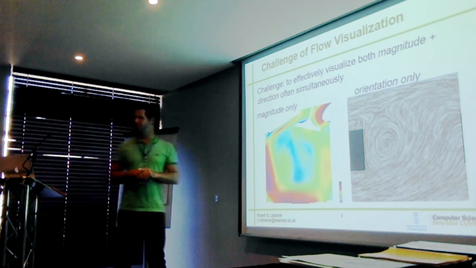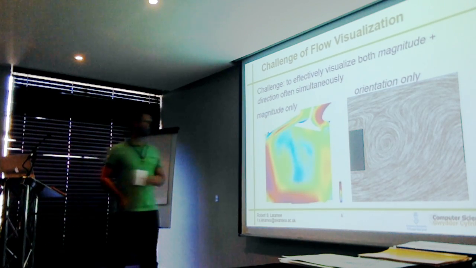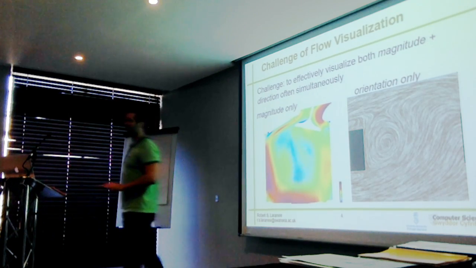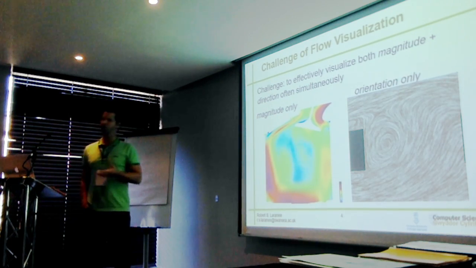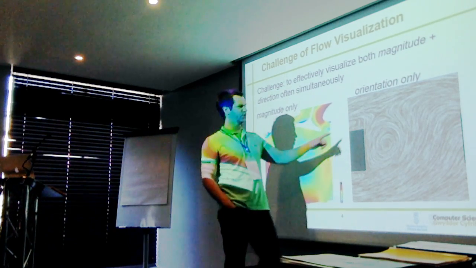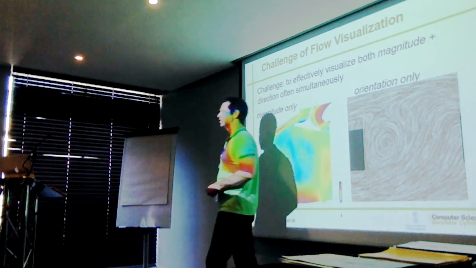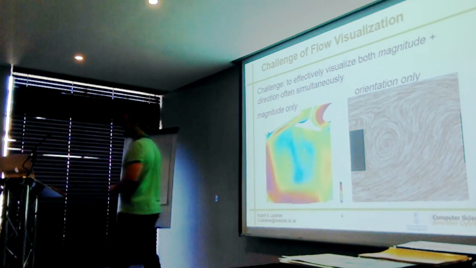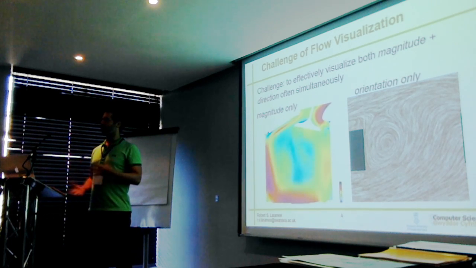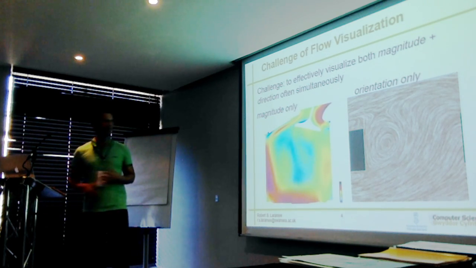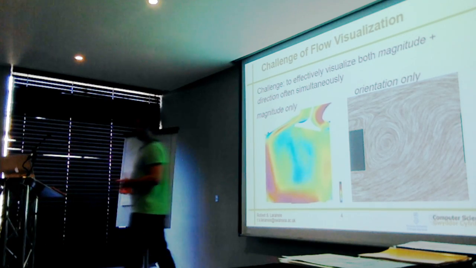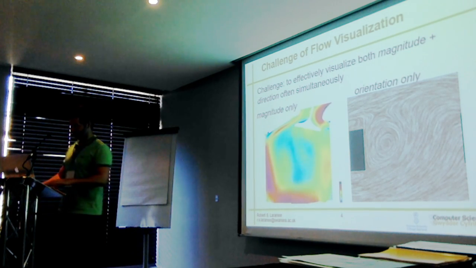These are two examples of flow visualization. This is visualizing just the magnitude of the flow, color mapped to color. This is the most common way to visualize flow. This is a texture-based flow visualization, which shows the orientation of the flow only, without the magnitude. So the idea is, can we combine the magnitude and the orientation information into one image or a series of images, or one visualization?